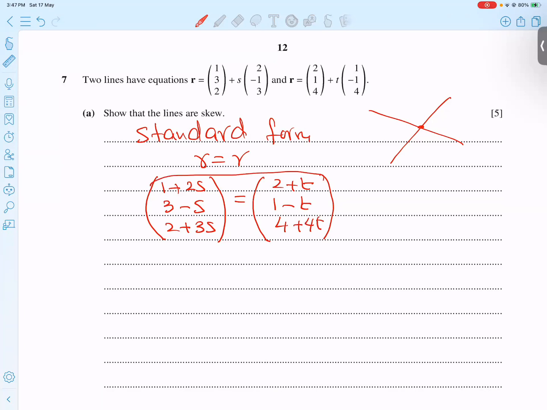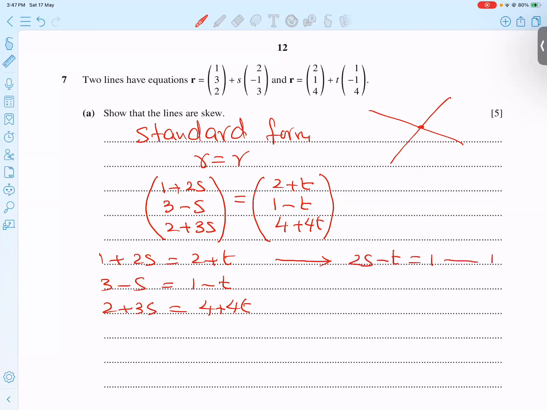And this way we have 3 equations of lines. You know it very well, and I'm going to label them. So 1 plus 2s equal to 2 plus t, 3 minus s equal to 1 minus t, and 2 plus 3s is equal to 4 plus 4t. If I rearrange here, I can write 2s minus t is equal to 1, equation number 1.